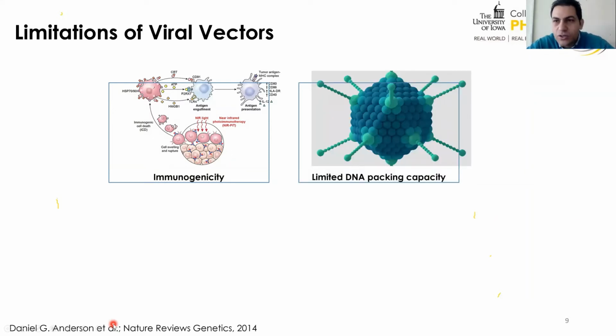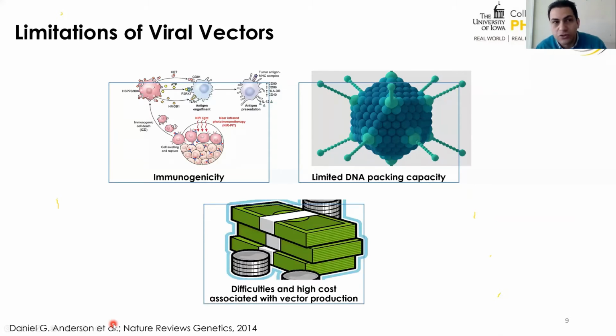The second issue in using a viral vector is their limited DNA packing capacity, which means that the virus has specific dimensions. You cannot load the virus with more than what it can take, right? So the maximum packing capacity in a virus is around 4.7 kilo base pairs. So you have a DNA whose maximum size is around 5 kilo base pairs. Sometimes you want to insert genes that are 8 or 9 kilo base pairs in size, and this is not available when you use a viral vector. So you have to look for something else.